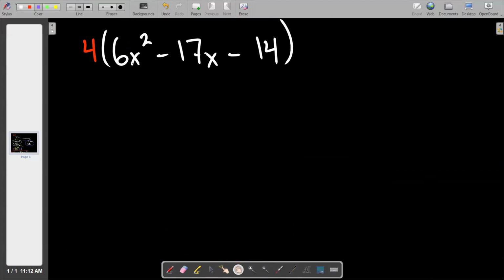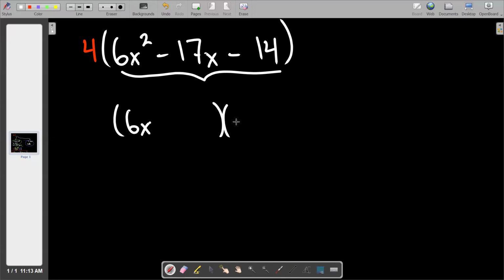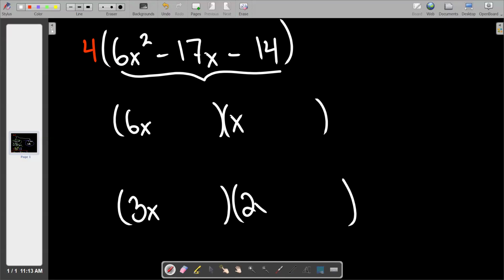And so I'm going to have my 4. And you don't even have to put the 4, as long as you remember it later, let's just focus on the part that I'm underlining. So what would my shells say? 6x, 6x. 6x is one of them, and so is x. But there's another pair of shells. 3 and 2. Correct.